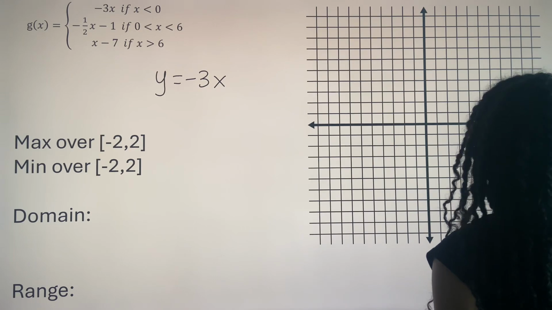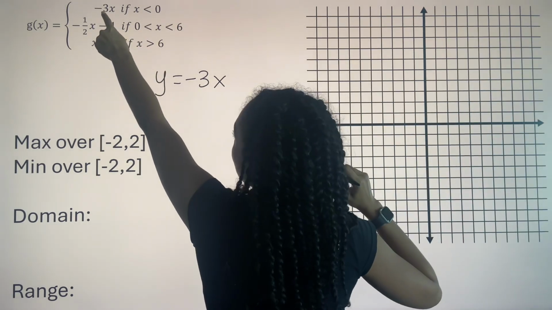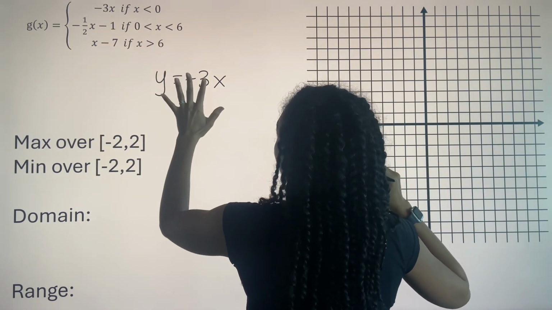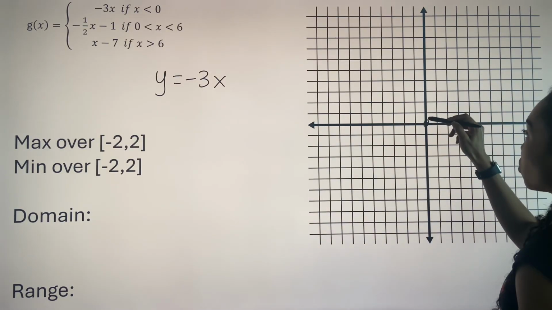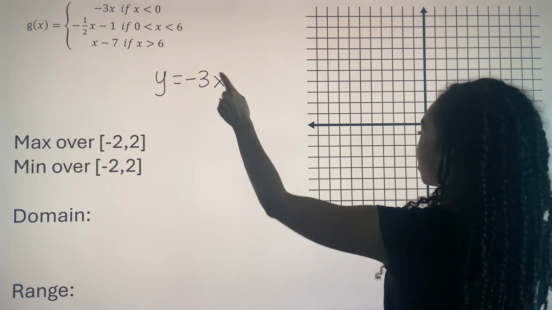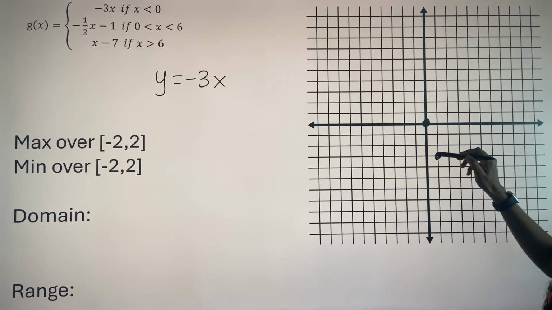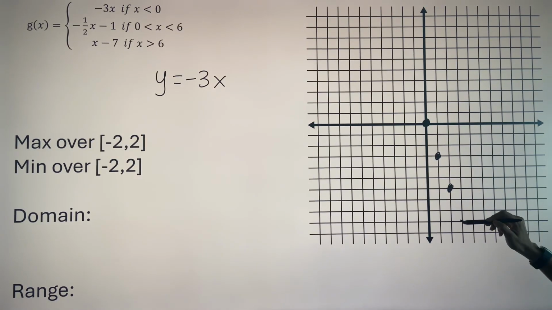Okay, next example. We have y equals negative 3x. I wrote it big right here. So you don't have a y-intercept, so you're going to start at the origin, and your slope is negative 3. So down 3 over 1, down 3 over 1, just like this.